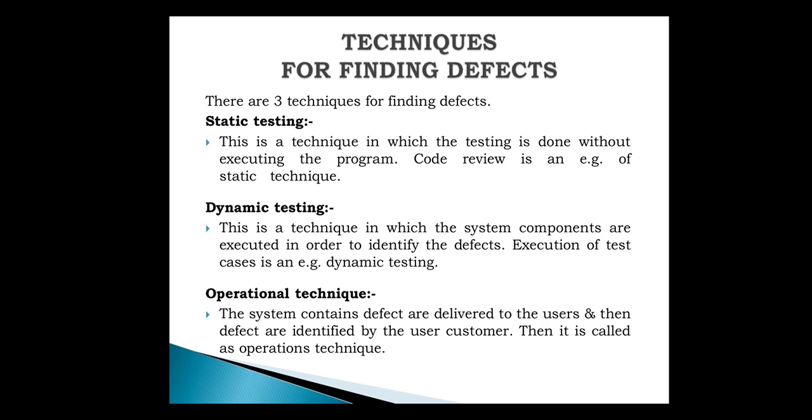When we were discussing the bug terminology, at that time we discussed failure. What is failure? Failure means that after delivering an application, if the user finds a problem in that particular application, then it is called a failure, right? So the system containing the defects is delivered to the user, and then the defects are identified by the user or customer, then it is called the operational technique. And after that we are going to work on it. Okay, so it is called the operational technique.